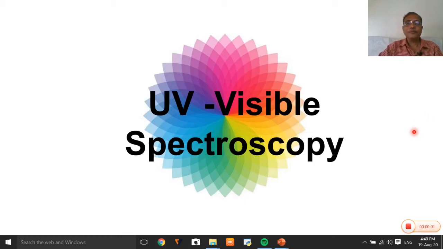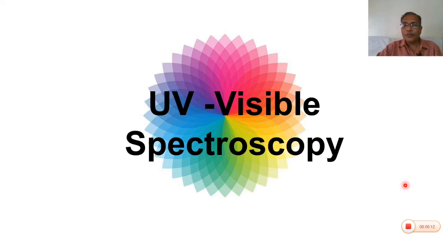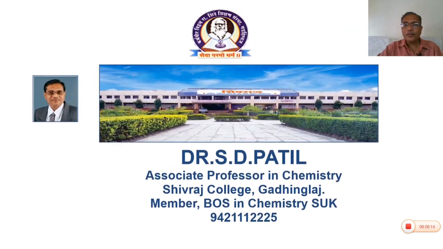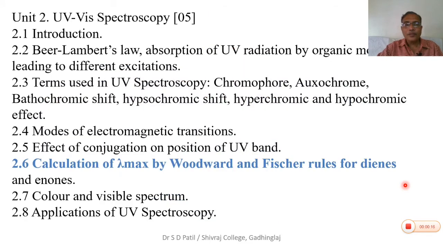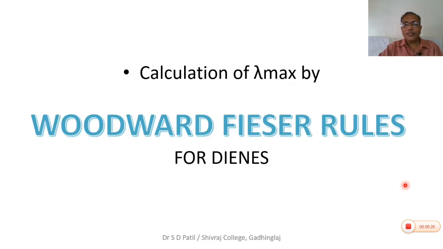Good morning. In this lecture of UV visible spectroscopy, we are going to learn calculation of lambda max by Woodward and Fisher rules, especially for dienes and enones. In this part, we will be dealing with calculation of lambda max by Woodward-Fisher rules for dienes.